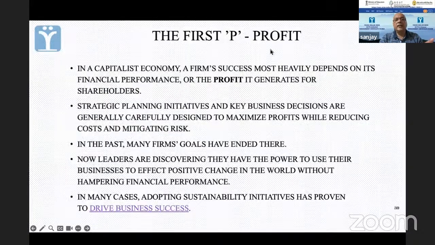So the first P is profit, and strategic planning initiatives, key business decisions, everything, all these things are generally made for the purpose of generating more profit. Now, in the past, the goal ended here.